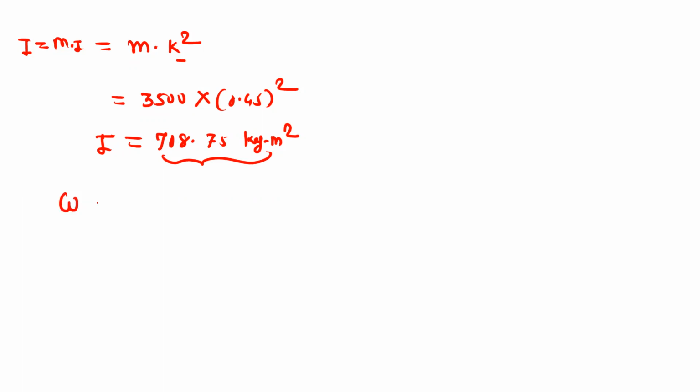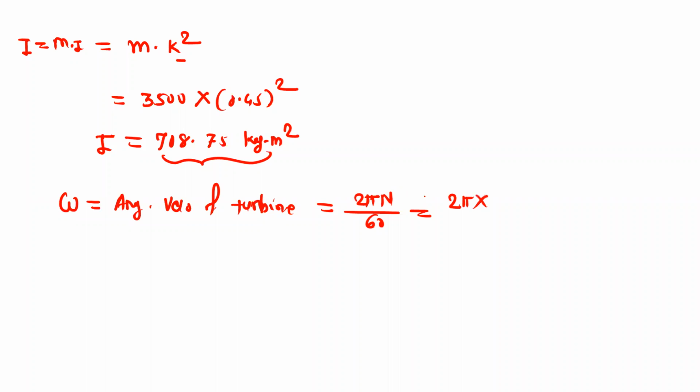and the omega value, that is the angular speed or angular velocity of the turbine. So this is equal to 2 pi N upon 60. So 2 pi into this capital N, this is equal to 3000 RPM. So this value is 314.2.